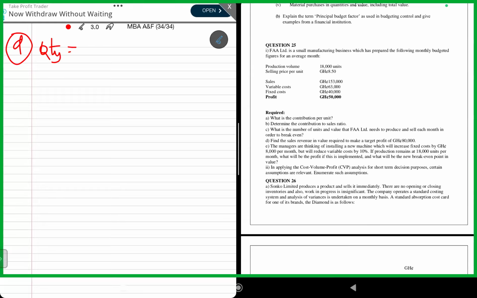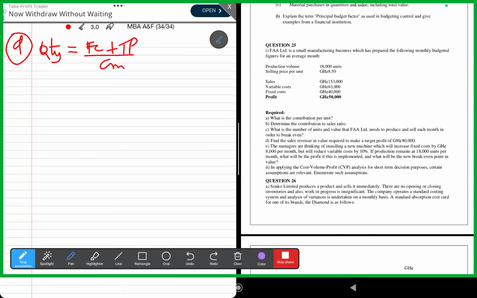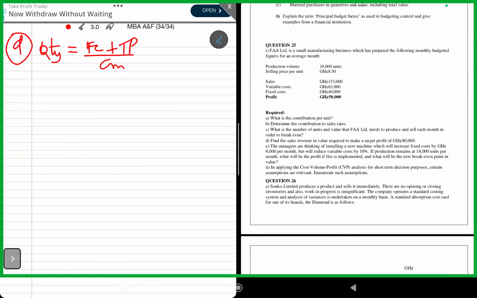But that's not BEP. Look at this formula. Quantity equals fixed cost over the contribution margin plus the target profits. In this function, we find the target profit. And it says sales revenue. This is how many quantities we sell to get that profit. Now it's talking about how much you sell to get the profits.